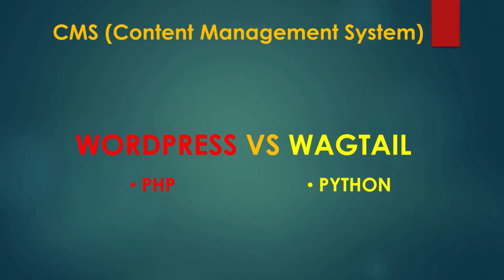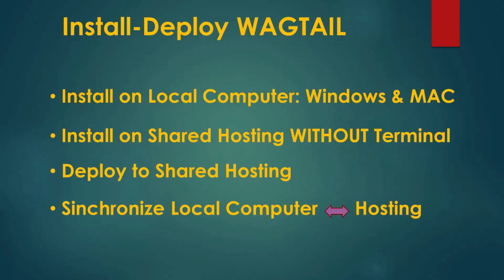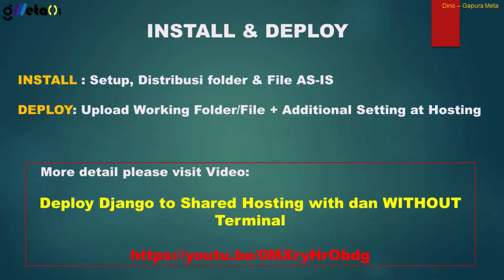To learn Wagtail, we first need to install it on a local computer first. After that, we install Wagtail to shared hosting, then deploy and sync it. Install and deploy to shared hosting are two different things. Install is the process of initializing the main function and facilities of a framework or app. Meanwhile, deploy is the process of uploading the results of our work on local computer to hosting.